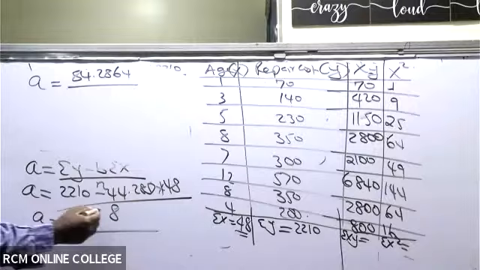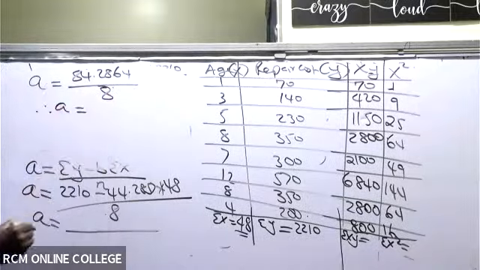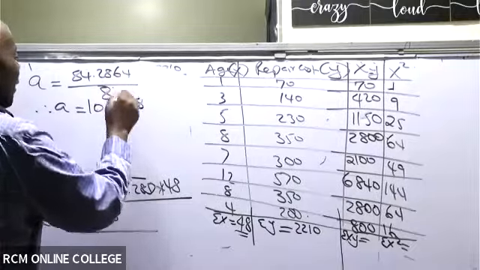Divided by N now, to get A. Can you kindly give me the value of A? Is there somebody who can now give me the value of A? Yes, 10.5358, like that.